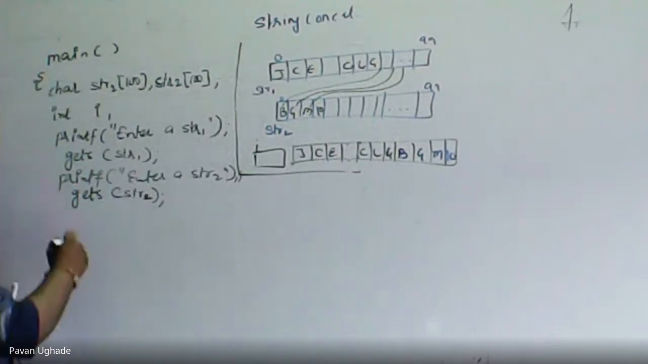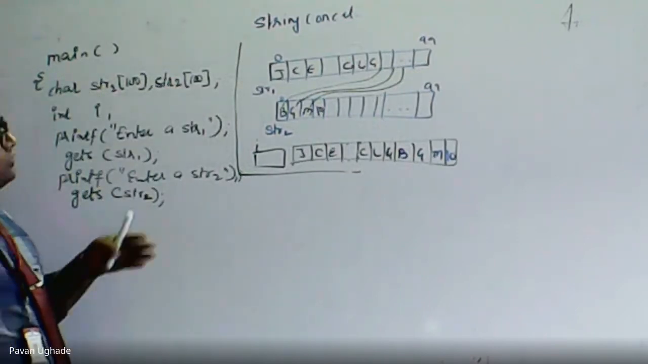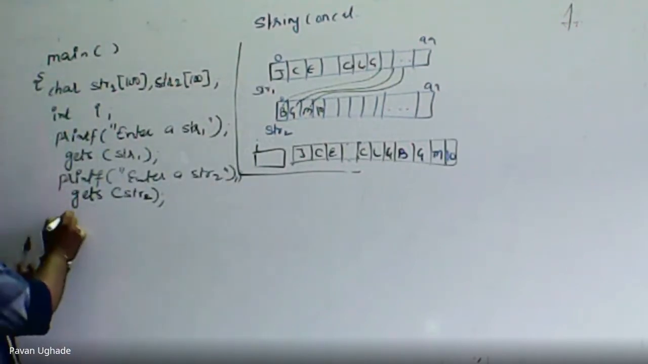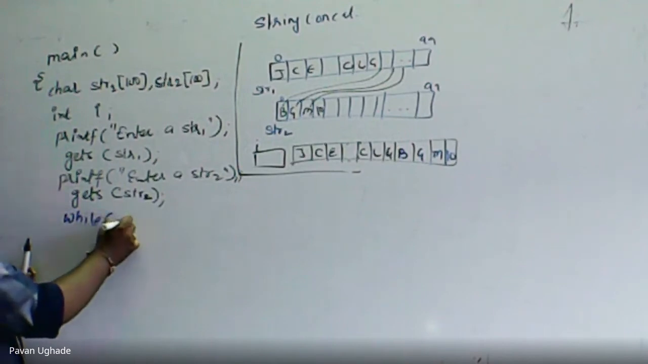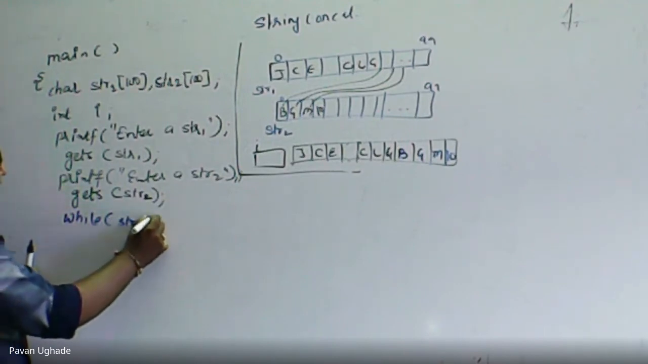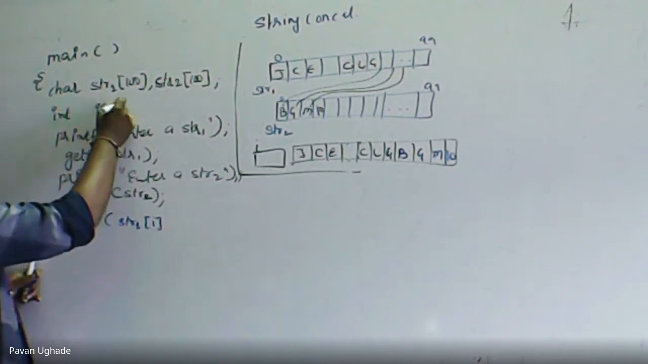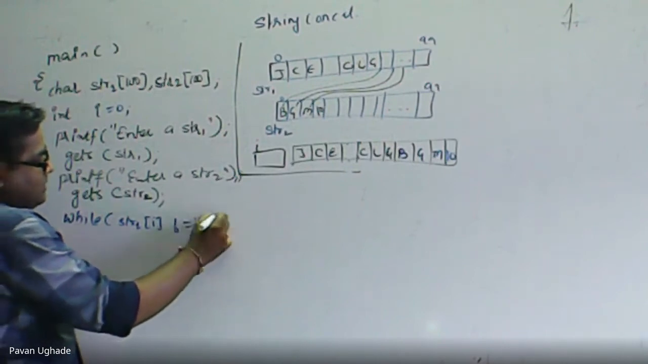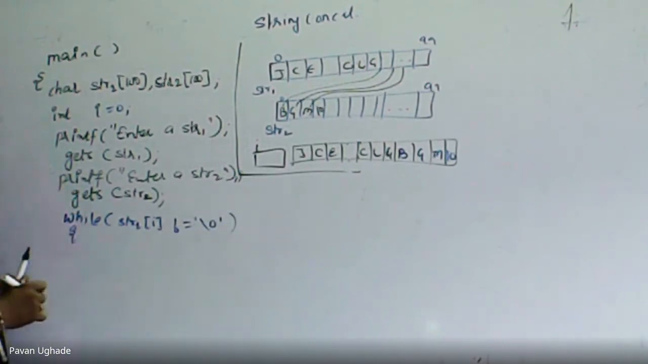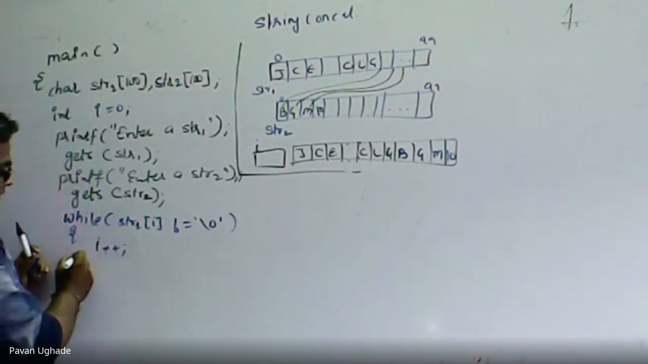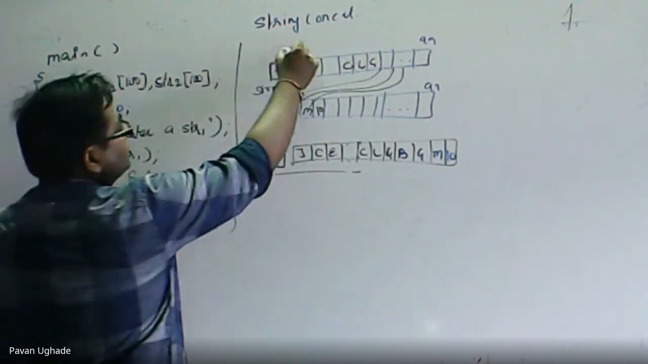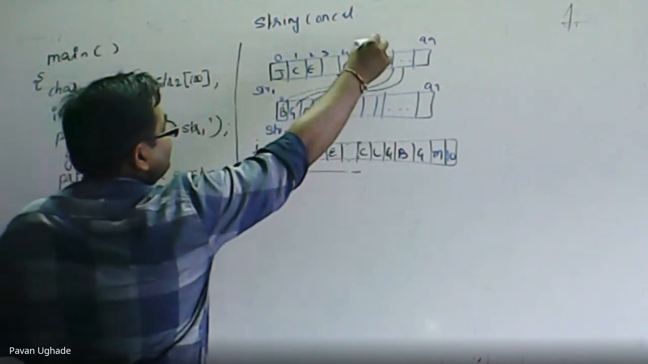So how will you proceed then? As I wanted to put it on string 1, that is my destination, I'll check it out. While str1 of I, we have to initialize I equals to 0. While str1 of I not equals to backslash of 0, write down the logic of first getting the length. Only the I plus plus. So right now I will be having the value 0, 1, 2, 3, 4, 5 and 6, 7.